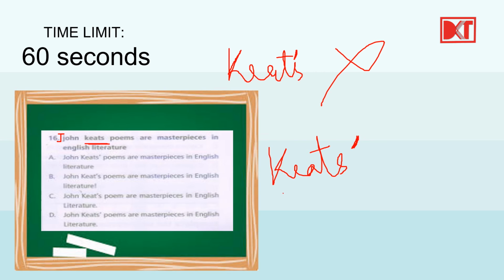Okay, so this will be the correct one. So John Keats' poems are masterpieces in English literature. Here we're talking about English literature, which is a particular noun, a particular theme. So here again, E will be capital and L will be capital. Alright, and at the end we'll have a full stop. Correct answer is, yeah, D.